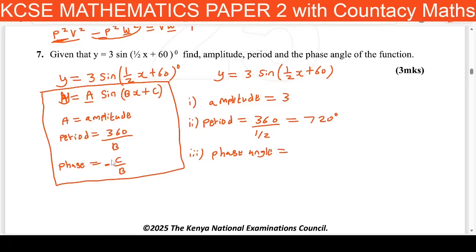The phase angle, we said it is negative. Start with the negative so that you don't forget. And then C over B. What's the figure that lies here? It is 60.